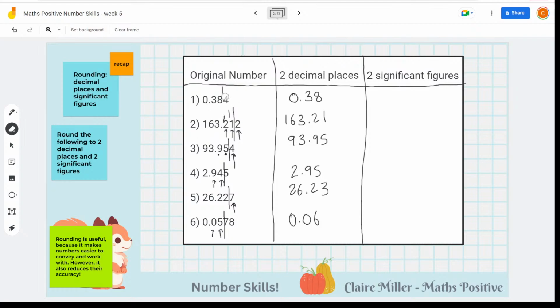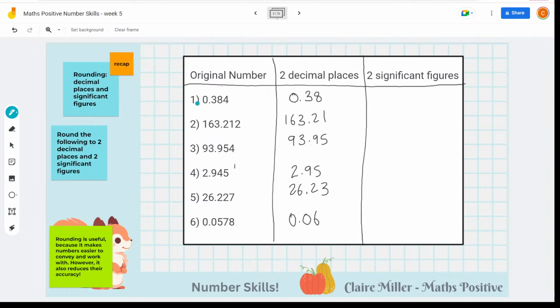I'm going to do a bit of rubbing out so we can see more clearly. Significant figures are just a different way of rounding. And in some ways, they make a little bit more sense because depending on how many digits and what the values of the digits are in your number, you'll round your number a little bit differently.